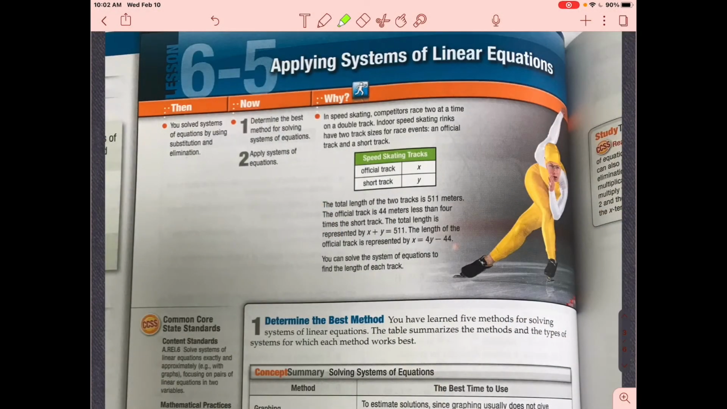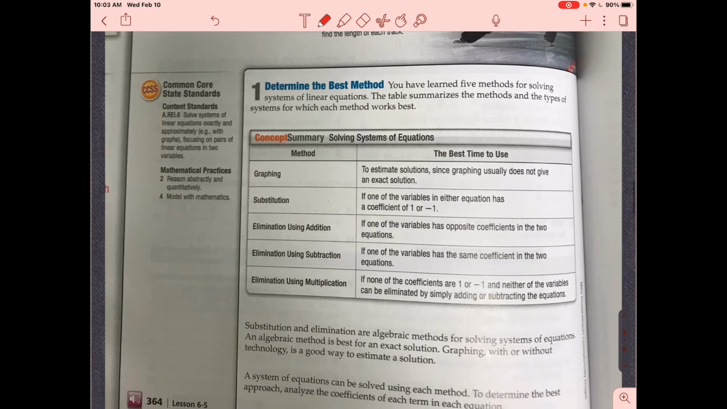Hi guys, this is lesson 6.5 and we are going to be applying systems of linear equations. In other words, we are going to do two things: determining the best method to solve a system, which we've already talked about a little bit, and applying systems of equations, which basically means word problems. So let's have a look at some of the strategies here.